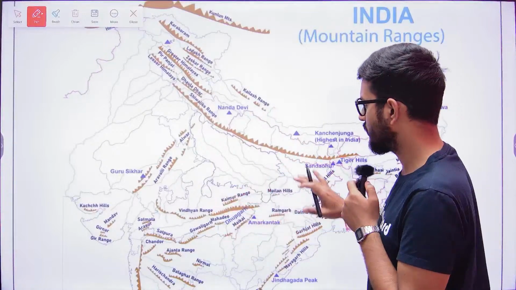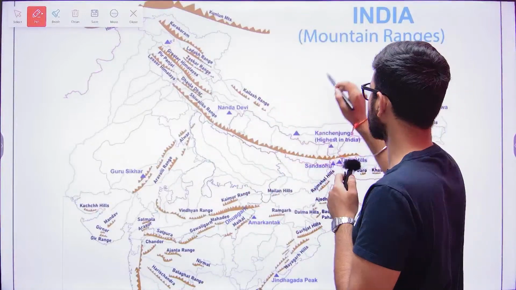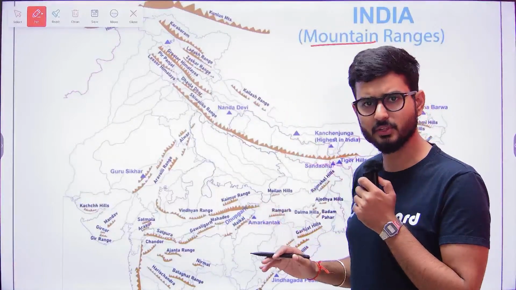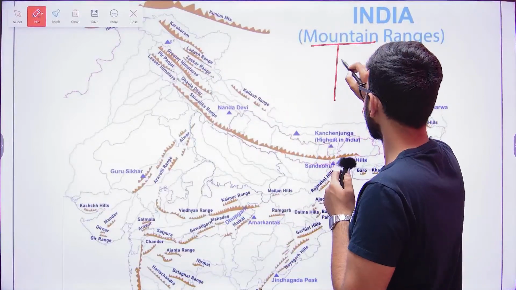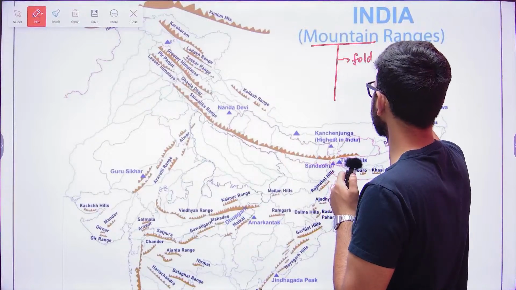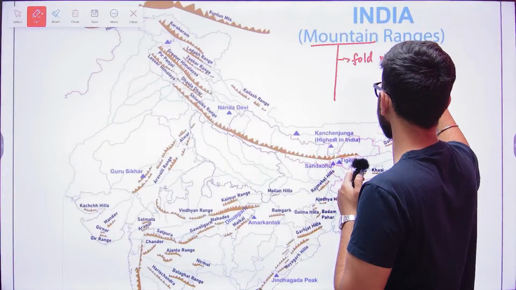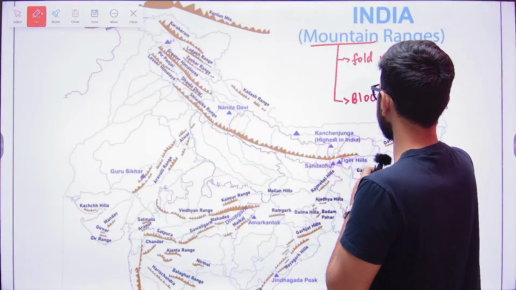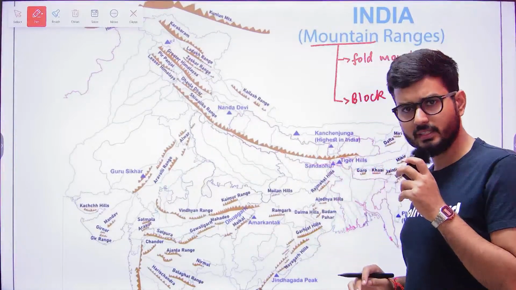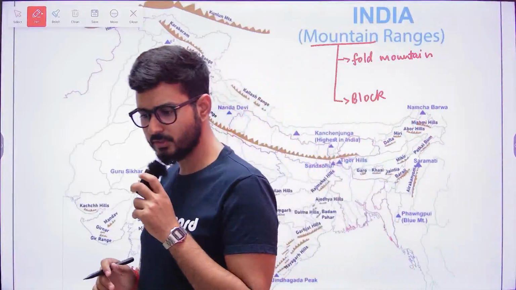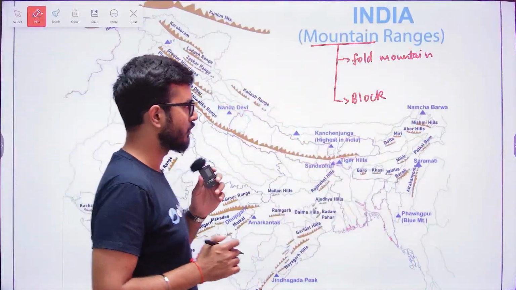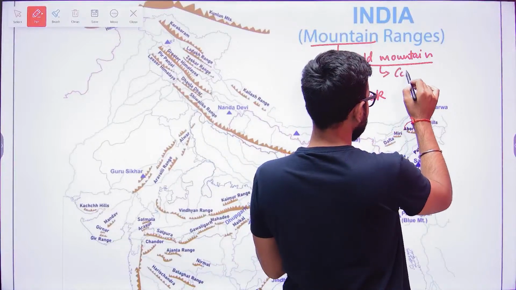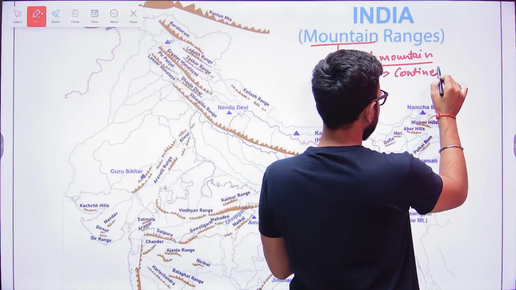Now just understand, prior to this, one more thing I want to tell you: there are types of mountains. In India also there are types of mountains. The first type is the fold mountains. The second one is the block mountain type. Now, when I talk about fold and block mountains, my dear friends, what do I mean by fold mountains? Fold mountains form when there is a continental plate convergence.